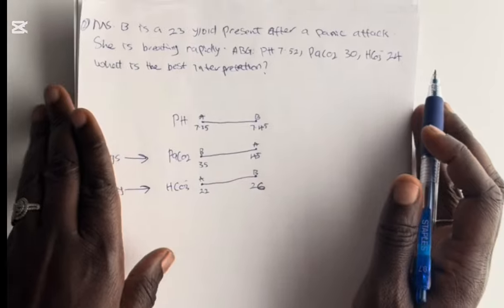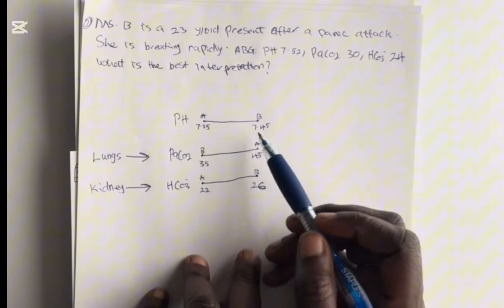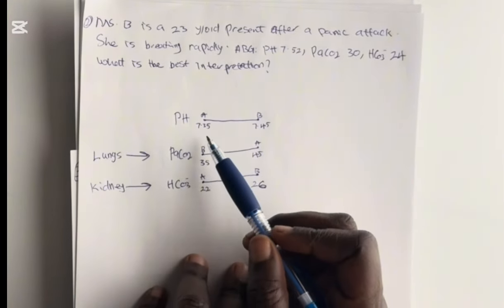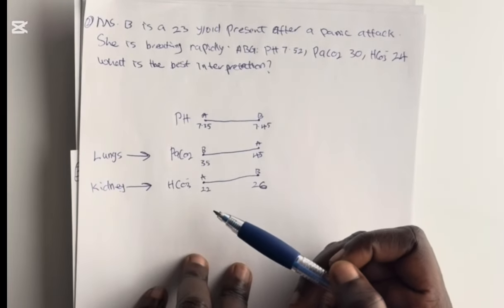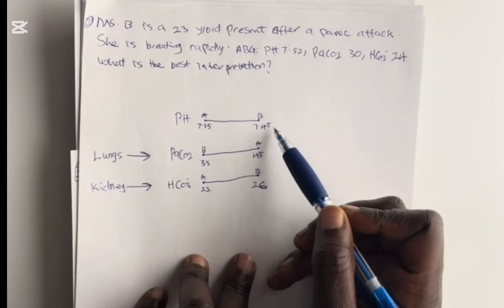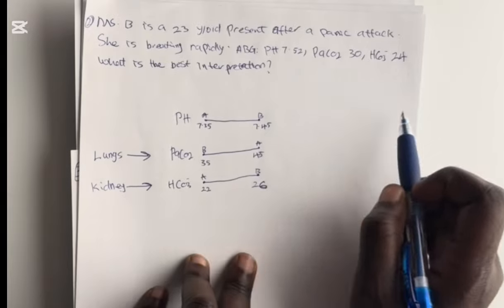Okay, now the pH range is 7.35 to 7.45. We know that when the pH goes below 7.35, we are leaning towards the acid side. And when it goes above 7.45, that is the basic side. We are leaning towards the base, okay?